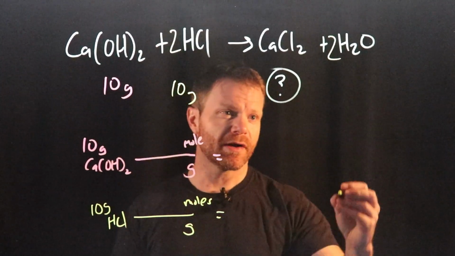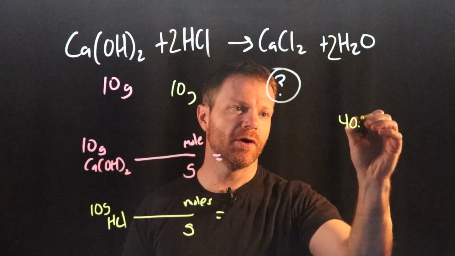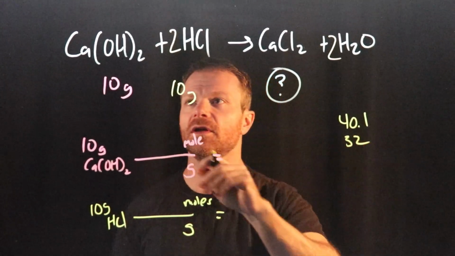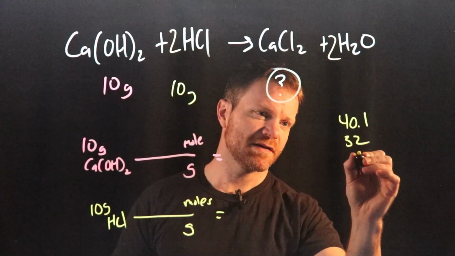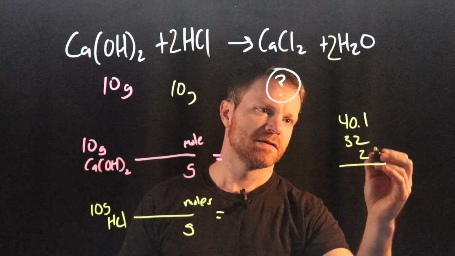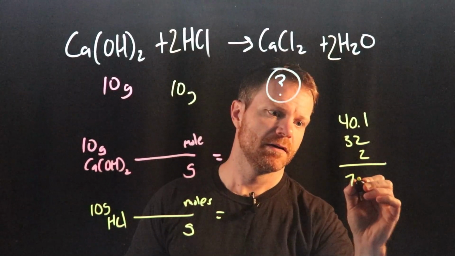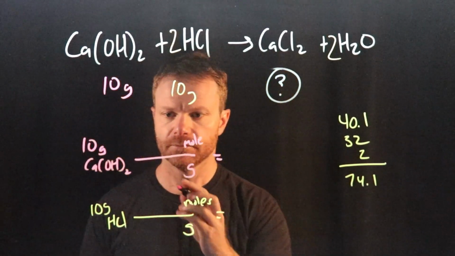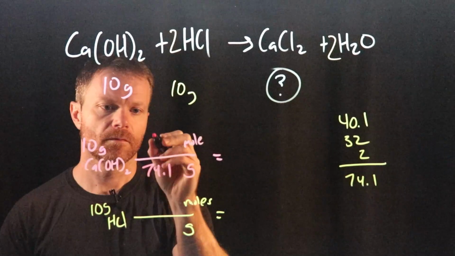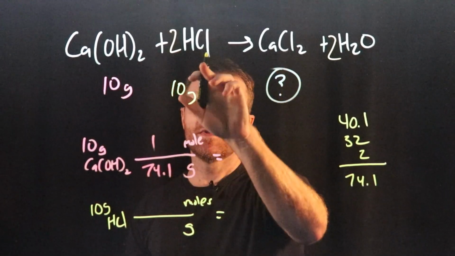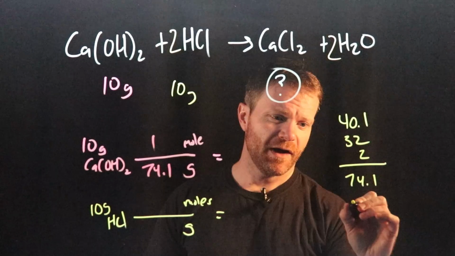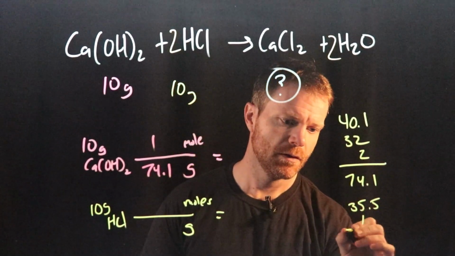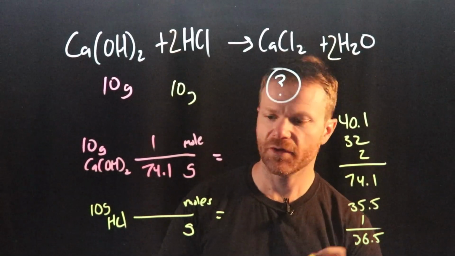Calcium, if you look it up in the periodic table, has a molar mass of 40.1. Oxygen is 16, and there's 2 of them, so that's 32. And hydrogen is 1, and there's 2 of them, so that's 2. Okay, so that gives us 74.1 grams per mole. Let's do the same thing for our hydrochloric acid. Chlorine is 35.5 grams per mole. Hydrogen is 1, so that's 36.5 grams per mole.